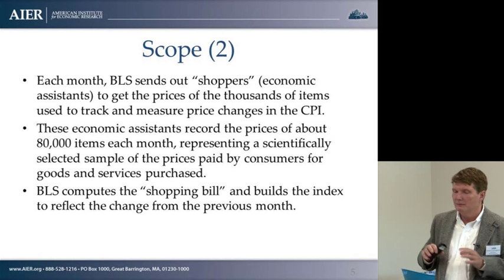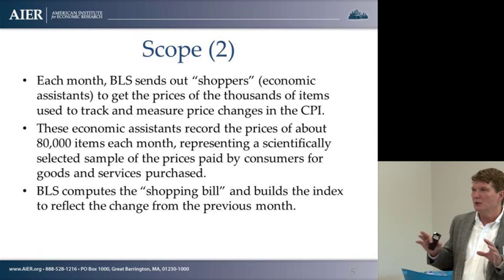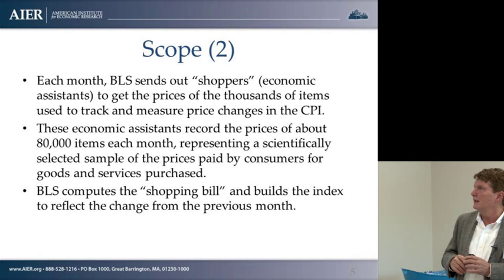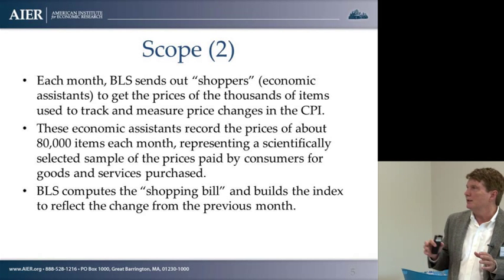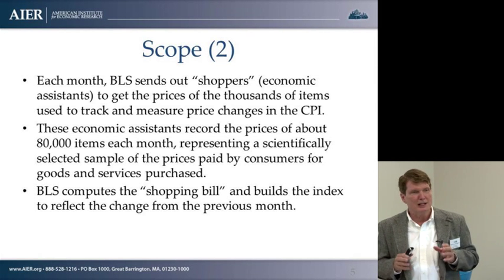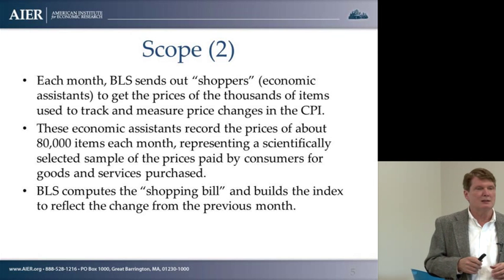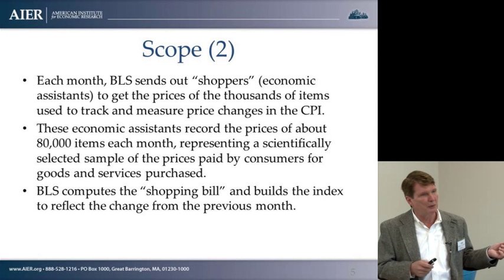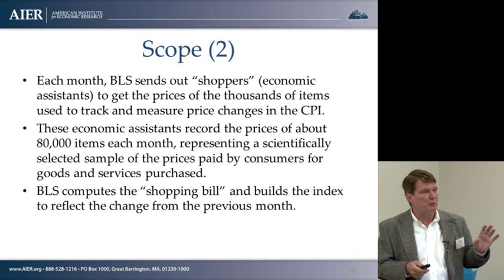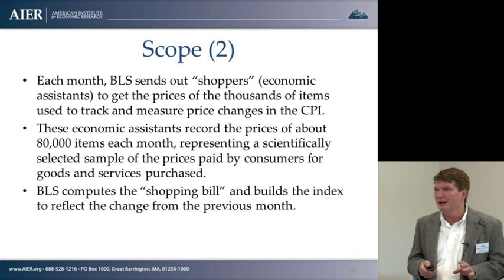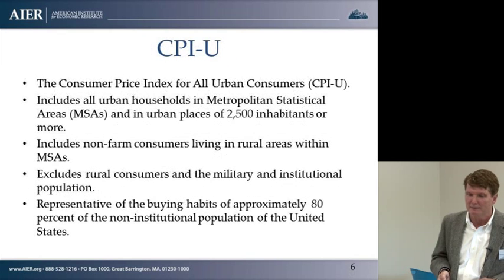So that is a representative sample. They can use the statistics to then build the index values. So in short, they shop the shopping list, and then they build the index, and then they compute the change from the previous month. So that all sounds pretty good. How could you possibly do better than that? What possible problems could there be?